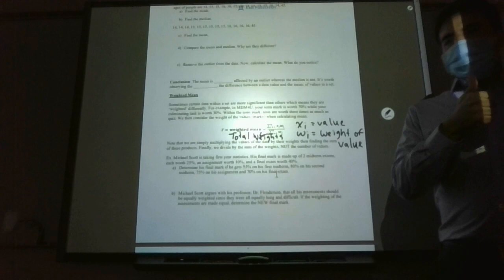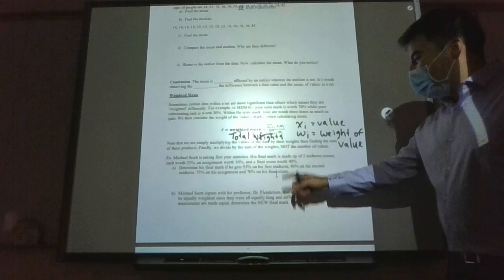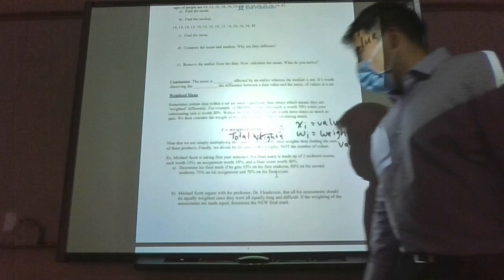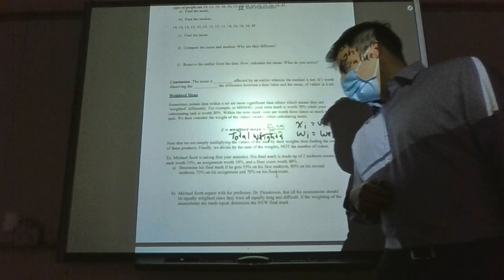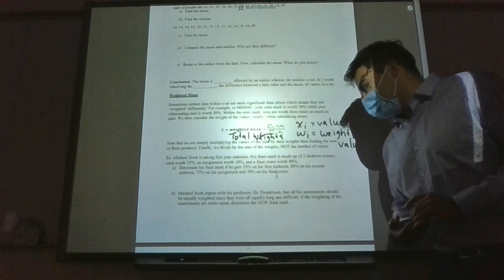Okay, so let's look at an example here. Michael Scott is taking first year stats. Anyone know the reference? Office, right? His final mark is made up of two midterm exams, and they're each worth 25%. An assignment is worth 10%, and a final exam is worth 40%. The first question: determine his final mark if he gets 55% in the first midterm, 80% in the second midterm, 75% in the first assignment, and 70% in the final exam.